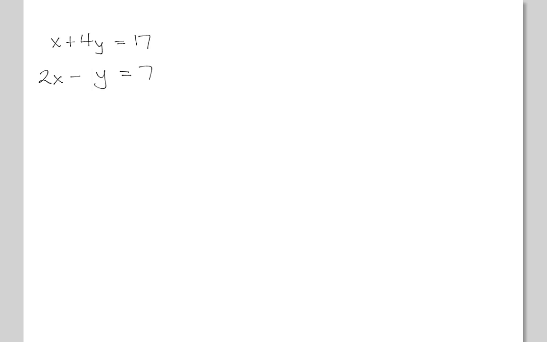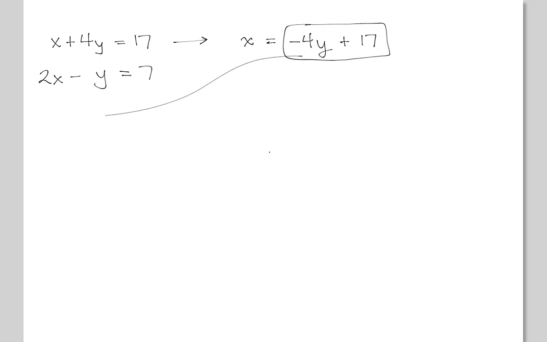It would actually be really easy to just isolate for x, hey? So isolating for x, what would go to the other side? The 4y. So what do you have on the other side? Negative 4y and a positive 17. So where does this expression for x have to go? Right here. Okay, so I'm going to let you guys try this.